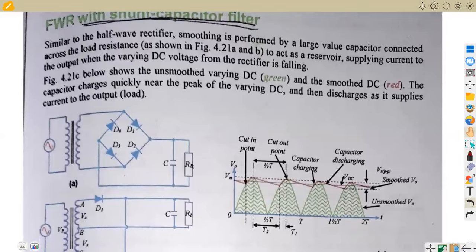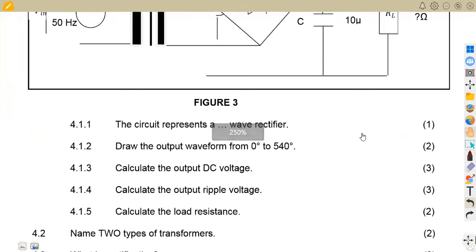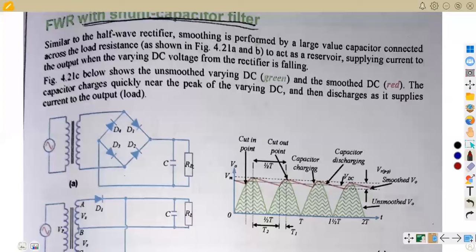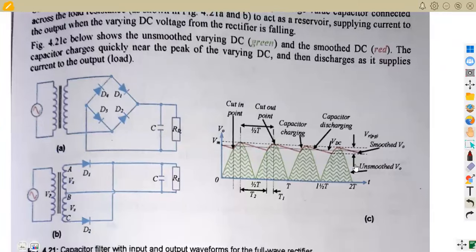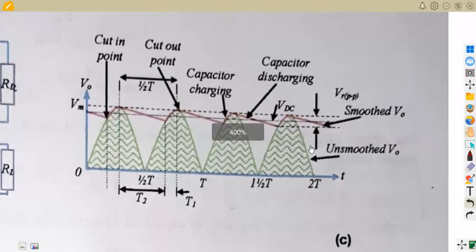So we are given the first part of the question. In this case, the circuit represents a full wave rectifier, since we've got a bridge there. Draw the output waveform from 0 to 540 degrees. So in this case, we are going to have your output from 0 to 540 degrees, like this one, where we are given this format. So I'm just going to explain from this part that we are given.